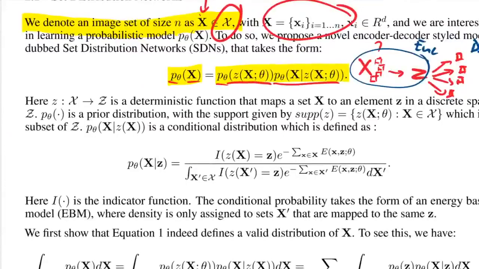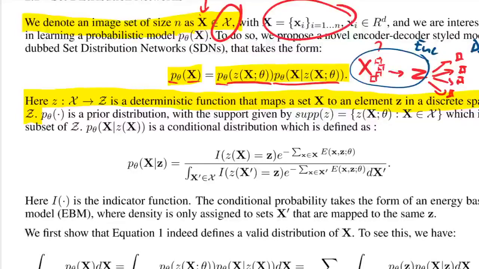So they say here Z is a deterministic function that maps a set X to an element in a discrete space, Z, okay? This is a discrete space as opposed to maybe a regular autoencoder where you have a continuous space. So here we want a discrete space. And a lot of mathematical problems are going to arise from the fact that this Z is a discrete space and not a continuous space.